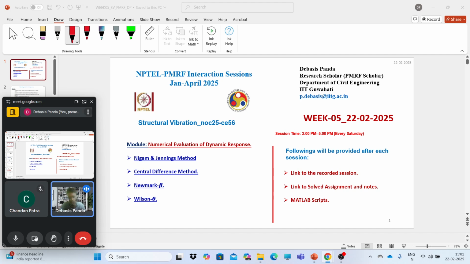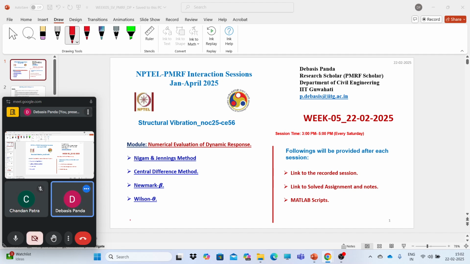Okay, so today we will go through the numerical solutions of dynamic responses, how we can get the numerical solutions, what are the different methods to get the numerical solutions, and what are the different criteria for that. I believe I am audible, and my slides are also visible, right?